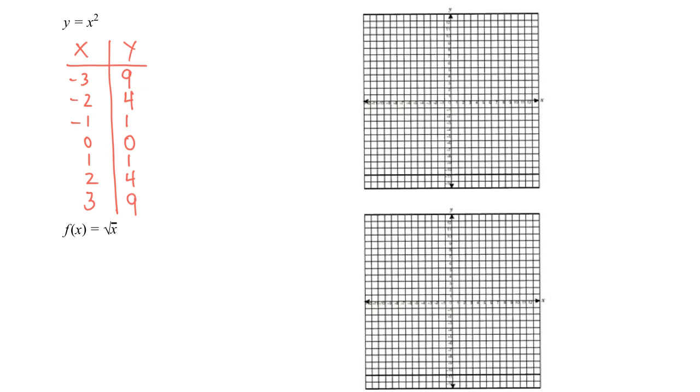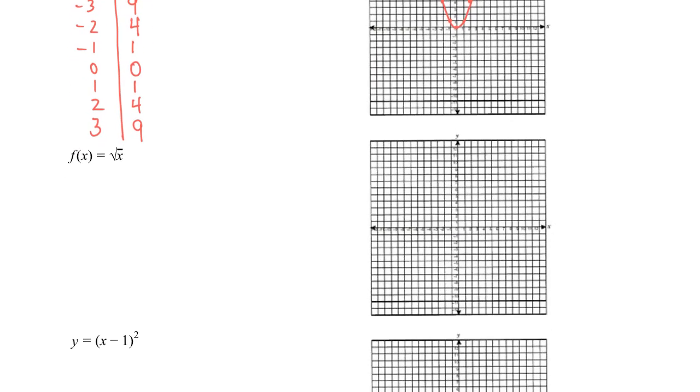I know it's hard to see the numbers here, but you can count. All right, when you're putting your dots here, 1, 2, 3, and then up 9. And then -2, 4. -1, 1. 0, 0. And then we can use symmetry to go right around to the other side here. And there's my parabola. This is the most basic parabola, y equals x squared. We call that the parent function. There it is. All right, let's try another one.